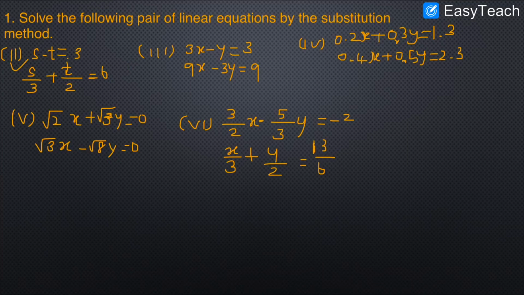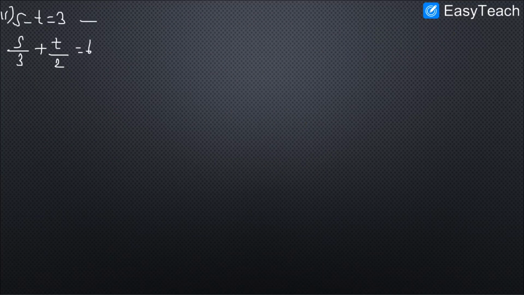This one, which is s minus t equals 3, s by 3 plus t by 2 equals 6. So these are the two linear equations. We are going to find s and t using the substitution method. Let's start. So this is the first equation, this is the second equation. In the substitution method, we derive any one value, s or t, and substitute it in the other equation to find the other value. So let me start the solution.